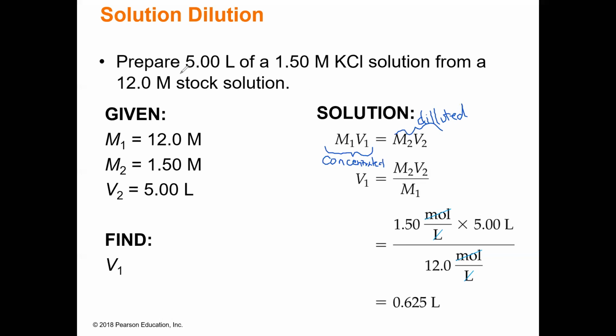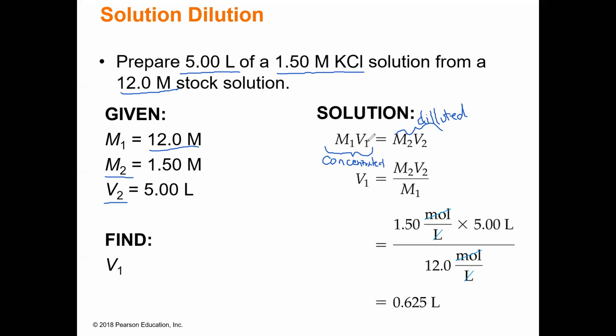So this says prepare 5 liters of a 1.5 molar KCl solution. So both of these are referring to your twos, or your diluted stuff. You want 5 liters of a 1.5 molar solution. In the back stock room, you only have a 12 molar solution. So this is asking you, well, how much of that 12 molar do you need in order to dilute it down to 5 liters and get this exact concentration?